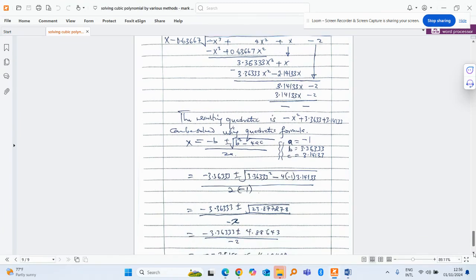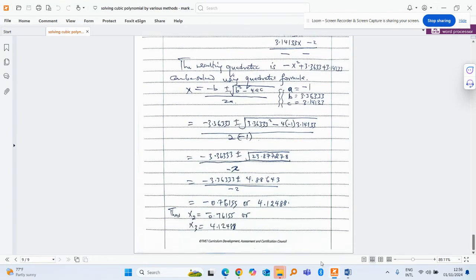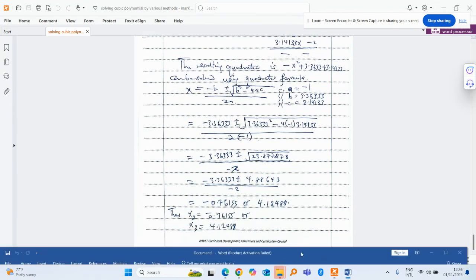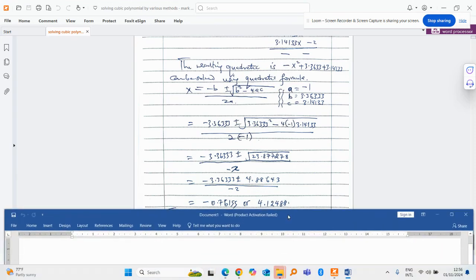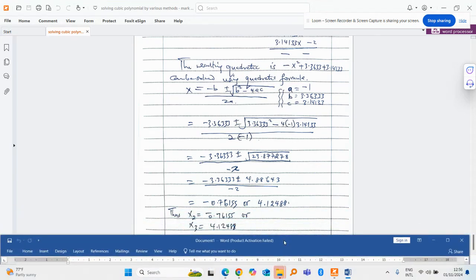So as you can see, we do that until we get our answers. This is our answer, and x gives us the first value as negative 0.76155 or 4.1288. And that brings us to the end of that presentation.